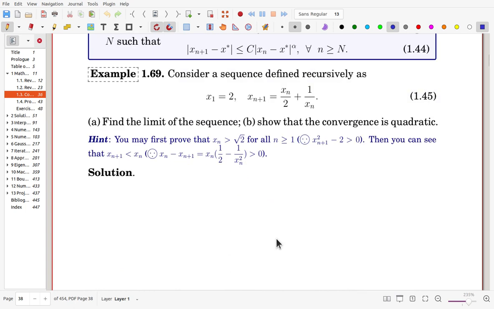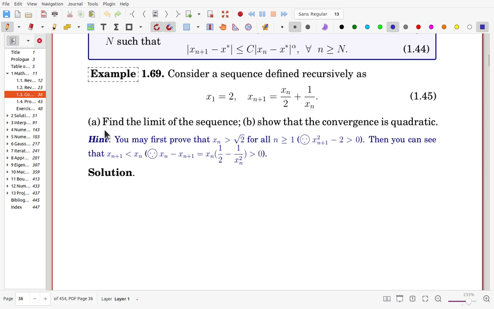Let's see this example. Consider a sequence defined recursively as x1 is 2, and from x2 the numbers are defined recursively by using this equation.